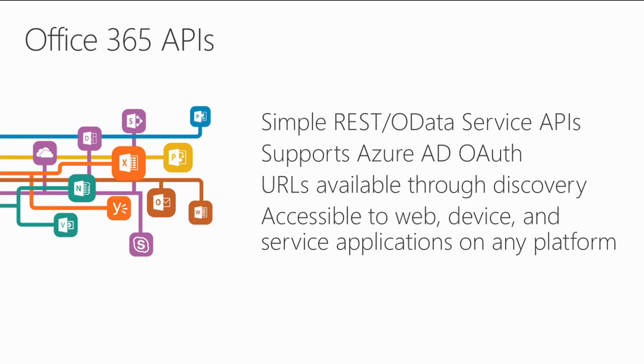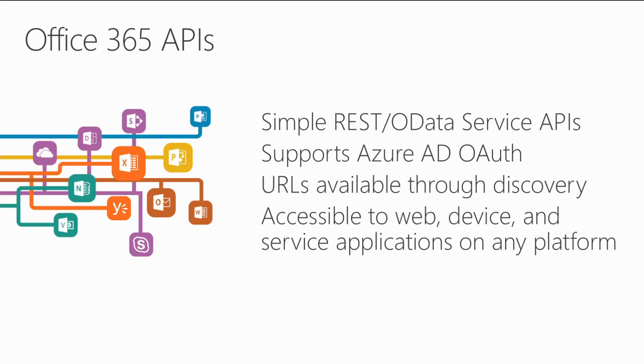You saw the Office 365 APIs, which are a set of simple REST and OData APIs across a bunch of different services and a growing set of services. They have really simple, clean JSON. They support Azure Active Directory as their authentication mechanism. You can find their URLs through that discovery service. And you can interact with them from whatever platform you want, because it's just HTTP and JSON, so really simple and straightforward. And they work consistently across those surfaces.